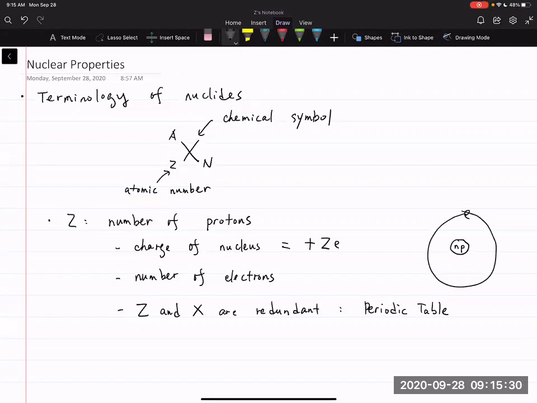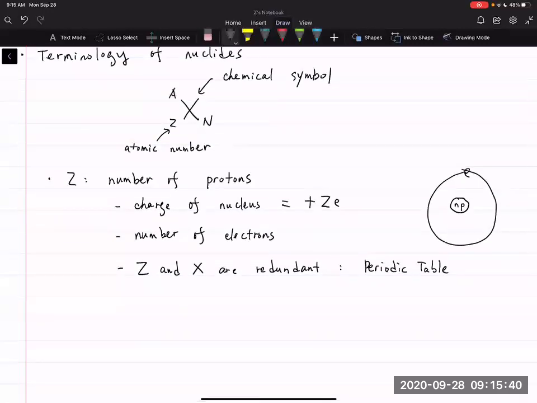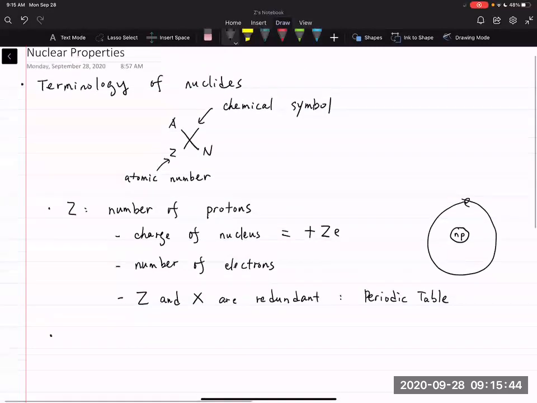So this is the Z, the atomic number, and X is the chemical symbol. Then what is A? This A, right here, is called the mass number. And N is the number of neutrons.